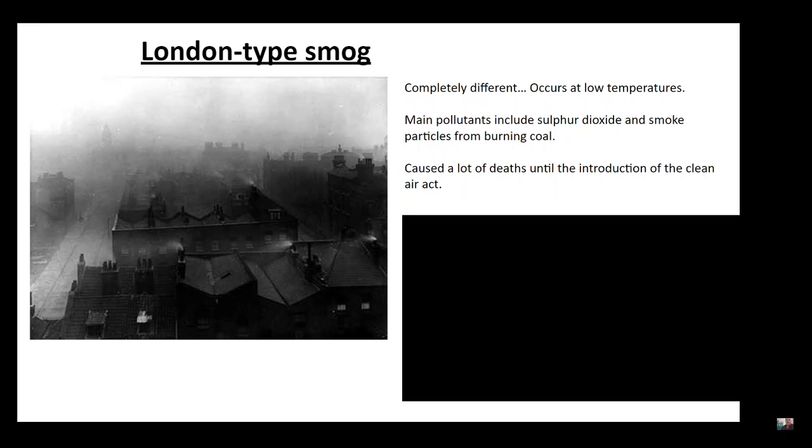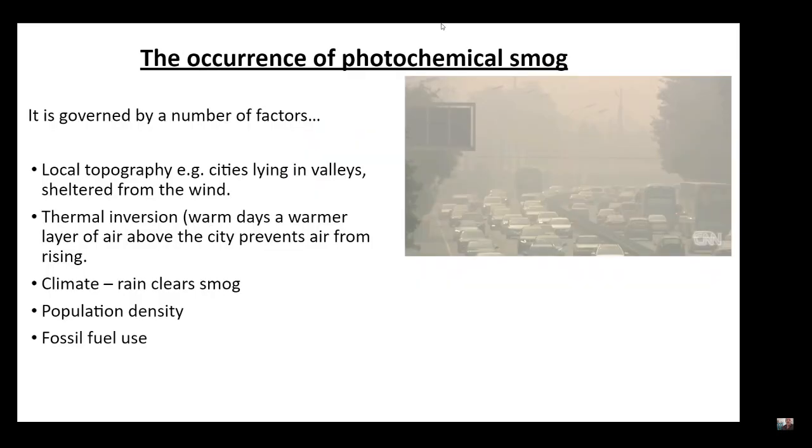So London smog, completely different. This occurs at low temperatures. Main pollutants include sulfur dioxide and smoke particulates from burning coal. It caused a lot of deaths until the introduction of the Clean Air Act, really. So, just know there are different types of smog out there. And the occurrence of photochemical smog is governed by a number of factors. I think we already talked about that, right?